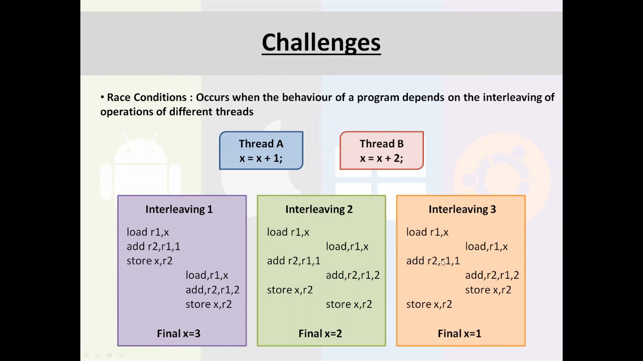And then lastly we have another one here where the final x value would be equal to 1. So what a race condition is, is when multiple threads are competing with each other to be executed, and this results in, as you can see, multiple different solutions.